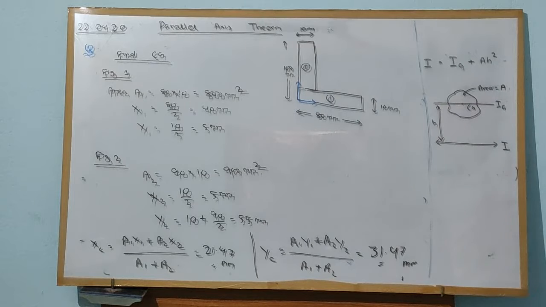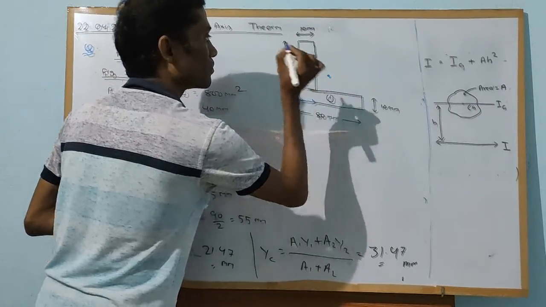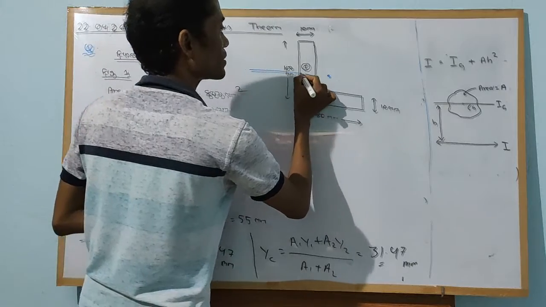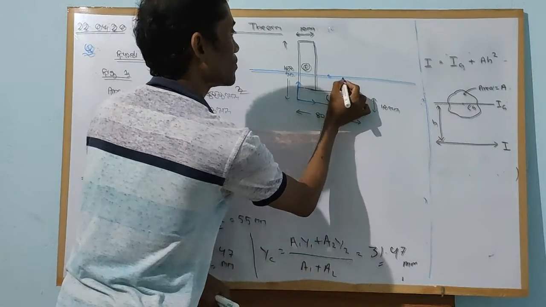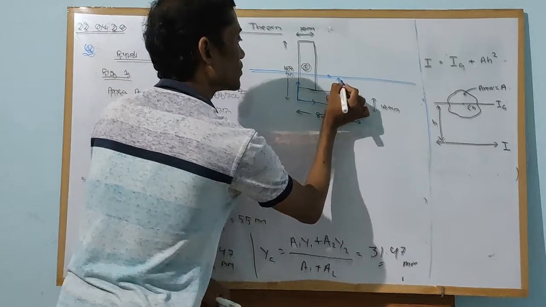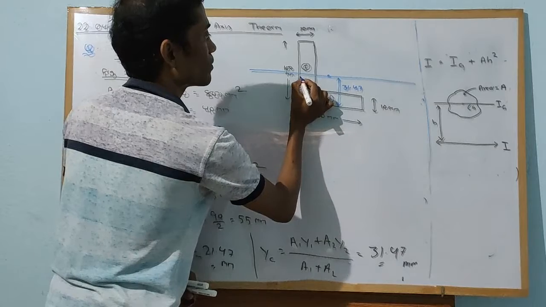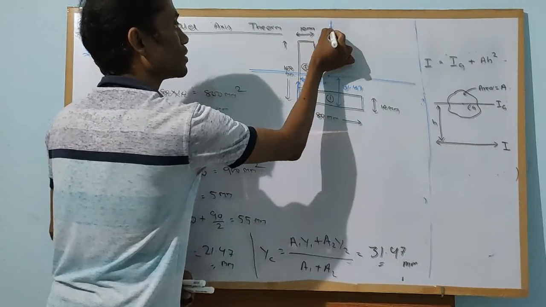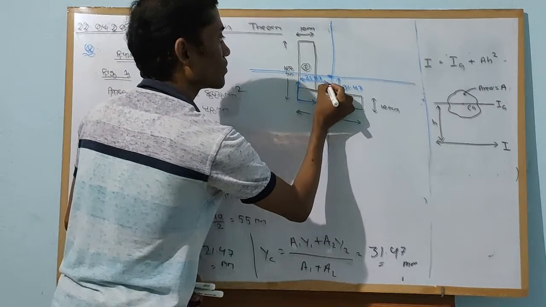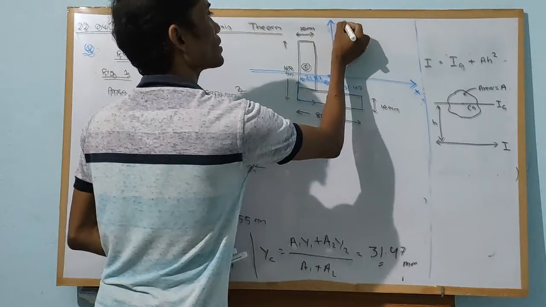So our x coordinate is determined. So CG lies somewhere at this point. Let me draw the centroidal x-axis, which lies at a distance of how much? 31.47. The CG point lies here. This distance is 31.47, and from here to here the x coordinate is 21.47. This is the centroidal y-axis. This is the centroidal x and y axis.